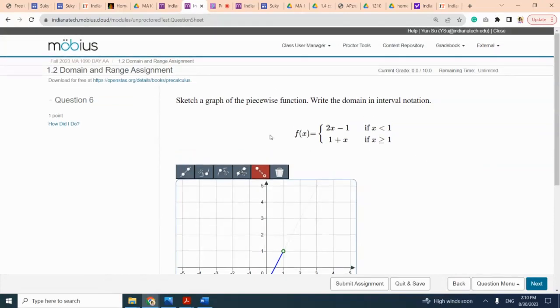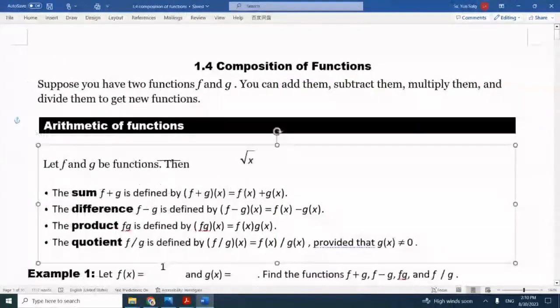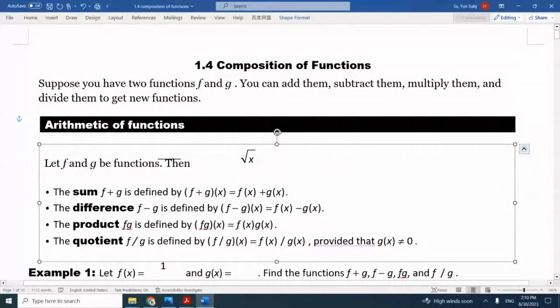All right. So let's see. Okay, so today we talk about section 1.4, composition of functions. We finished 1.3 last time, right?